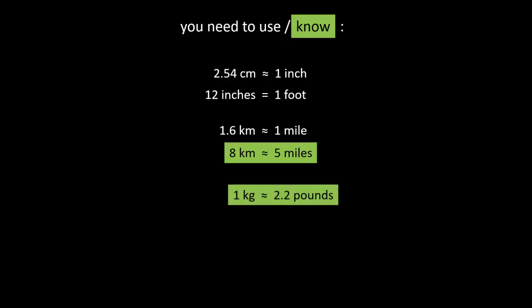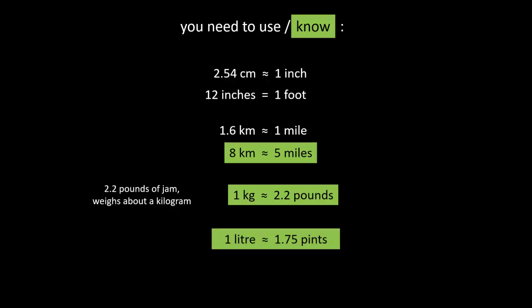The next one: 1 kilogram is approximately 2.2 pounds. And if you forget it, there's a little memory aid: 2.2 pounds of jam weighs about a kilogram. Nice and easy. And then the third and last one you've got to remember is this one: 1 litre is approximately equal to 1.75 pints. And we've got a little rhyme for that one as well: a pint and three-quarters is a litre of water. And you might need to know somewhere along the line that 8 pints is 1 gallon.